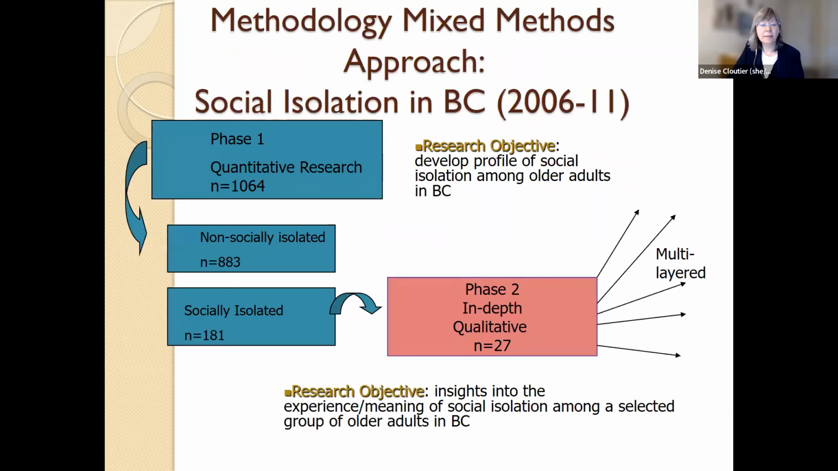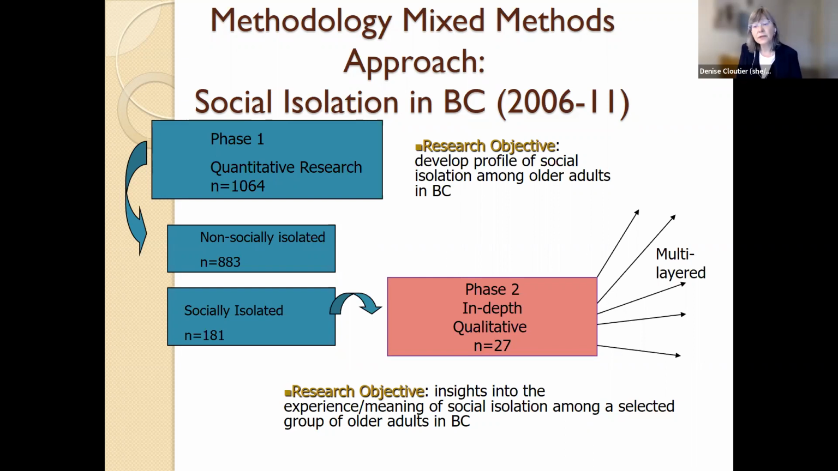There's a picture of the design of this. This study was done in 2006 to 2011. Our objective for phase one was to develop a profile of social isolation among older adults in British Columbia. Way back in 2003 in BC, social isolation was recognized as a factor that increased the vulnerability of older adults to poorer health outcomes.